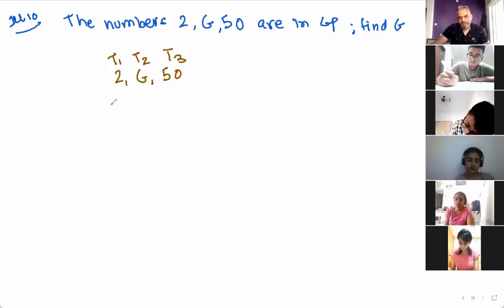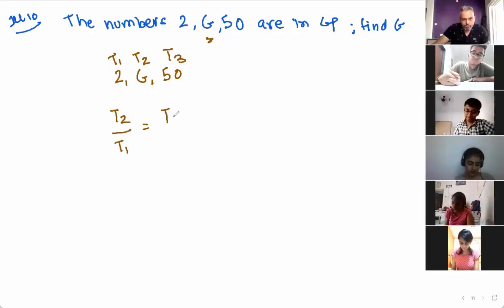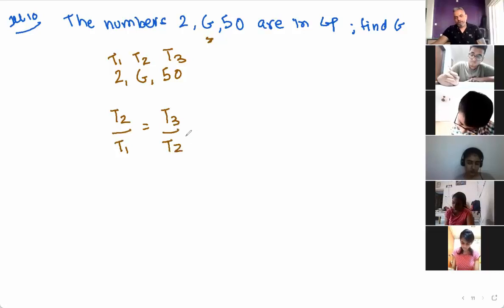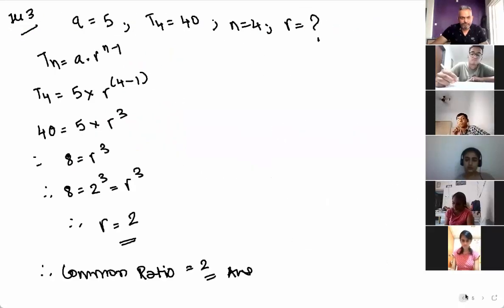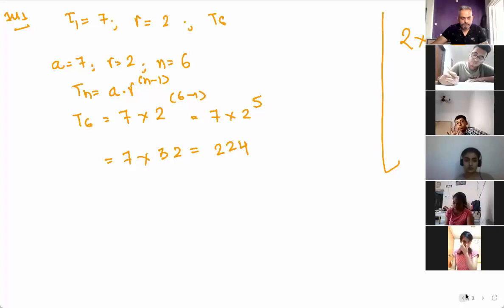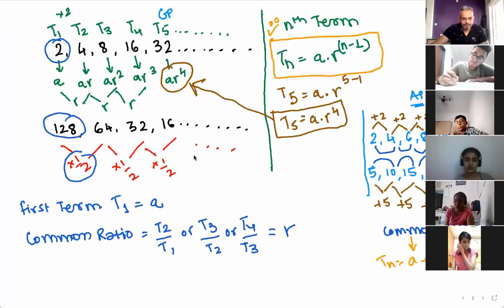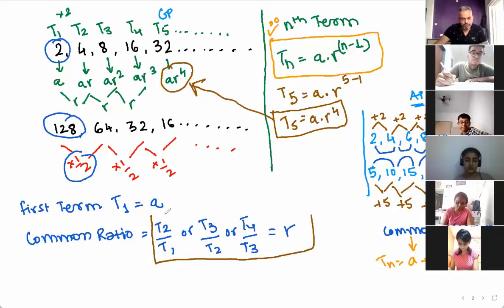Okay, so we have to find G, the middle-most. So we take the formula T2 upon T1 is equal to T3 upon T2. Do you agree with this? Yes. We wrote this at the very beginning here in R. Look, T2 upon T1 and T3 upon T2 and T4 upon T3 are equal to R, meaning they all are equal.